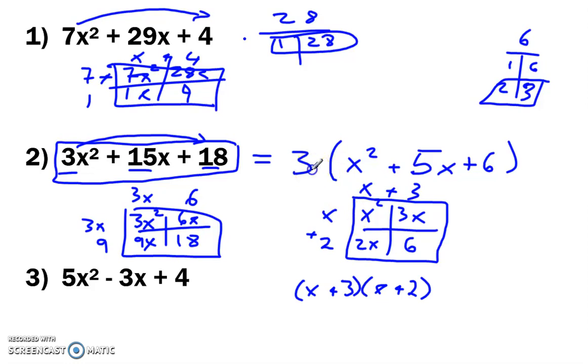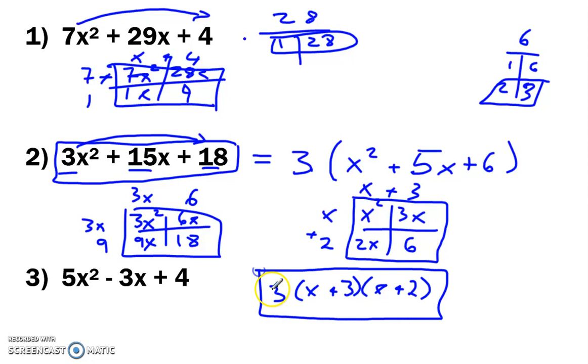And don't forget that up here we factored out a 3. So that's 3 times that factored form. Okay, so always before you start factoring with the box, check the terms. Is there anything you can factor out?